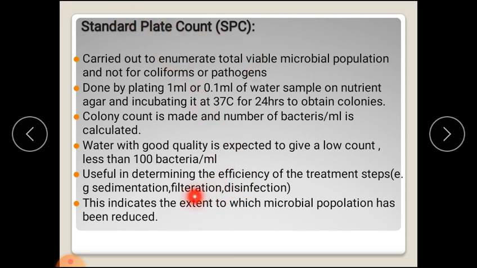Means what? For the water sample, before giving any treatment, you find out the SPC of that sample, give the treatment, and again do the SPC of the sample. Because the count of the bacteria before the treatment and after the treatment is found out, the efficiency of the treatment is known. That is, this indicates the extent to which the microbial population has been reduced.